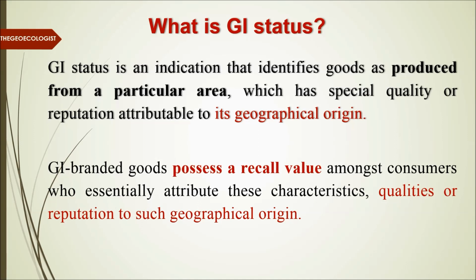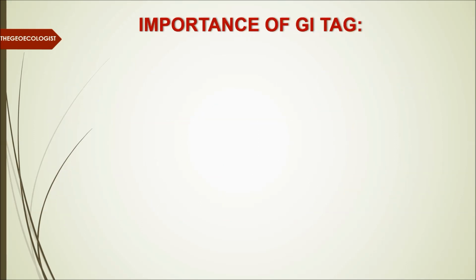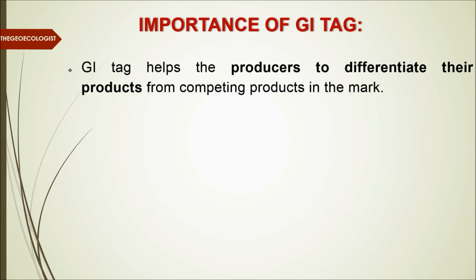Okay, so I hope you are very clear with GI status and GI tag. GI tag is an identity, a certification, but GI status is an indication, having unique attribute, characteristic with recall value for consumers, right? So that is about GI status. Then, what is the importance of GI tag? Why is it important?